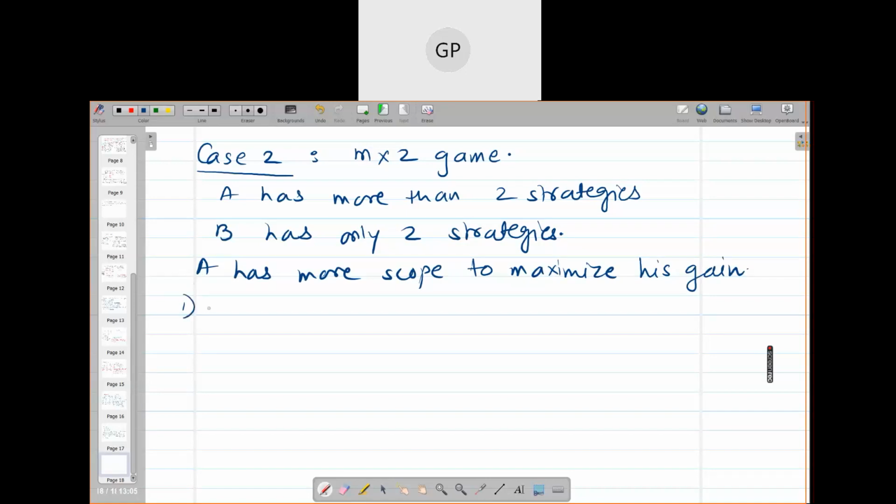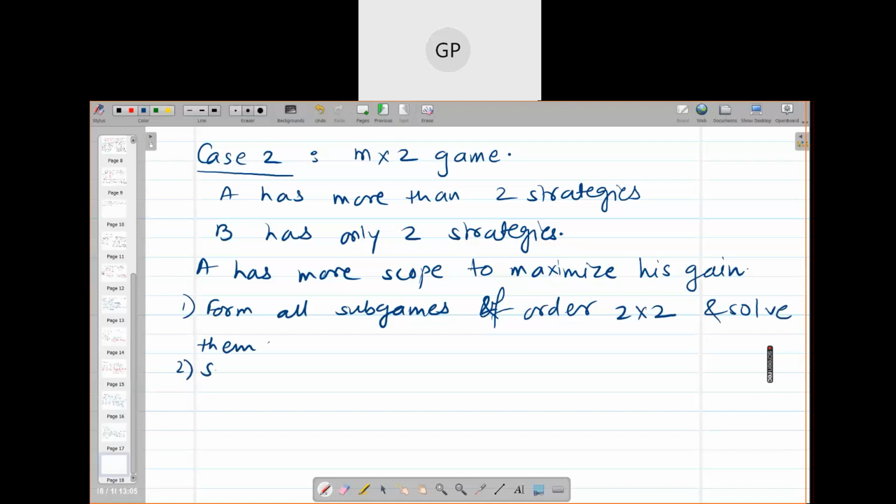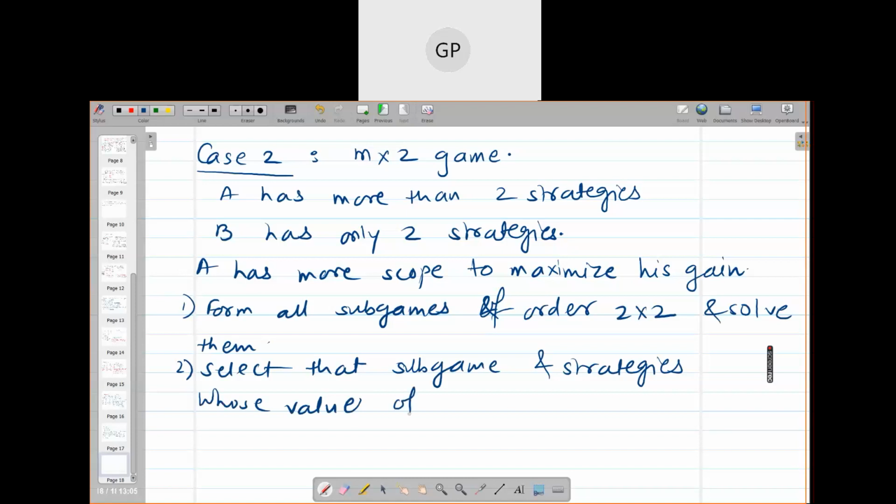Okay, so what will we do? Form all subgames of order 2 cross 2 and solve them. Select that subgame and strategies whose value of the game is, what should we do now? Maximum. Yes, maximum.